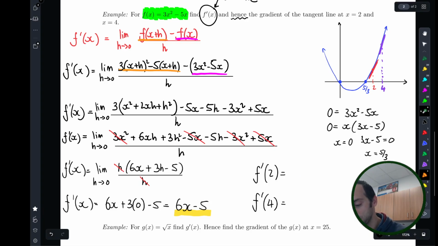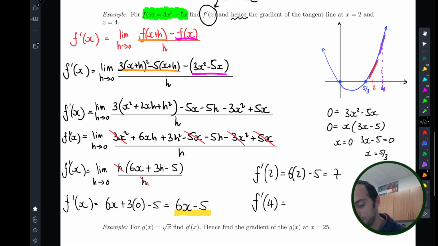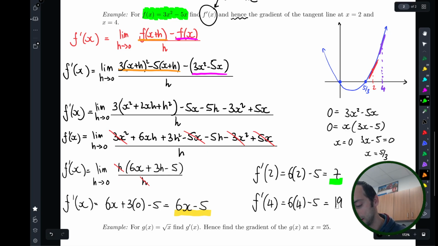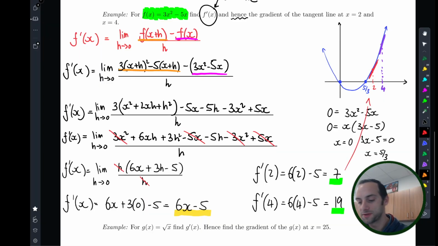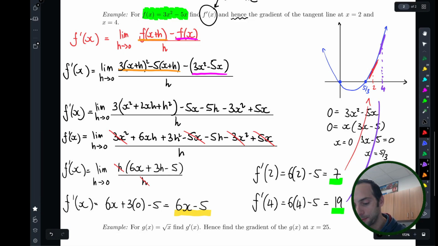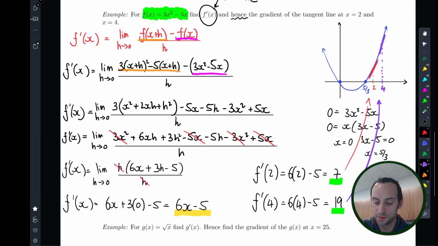So the first one I will substitute in 2. So 6 times 2 minus 5. That's 12 minus 5, which I believe should be 7. And then the second one is 6 times 4 minus 5, which if my math is correct, that should be 19. So what does this mean for our picture? This means that our red tangent line up here at the top had a slope of 7, and our purple tangent line had a slope of 19.